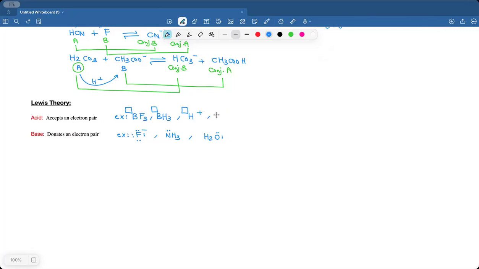Or other than these examples, generally speaking, we can say the cations, especially the transition metal ions, for example, Fe2 plus, Fe3 plus, all of these guys can be considered as Lewis acids. So I'll show you an example of that too. For example, let's say we have a structure like BF3. So if you show the Lewis structure, this is how it looks.